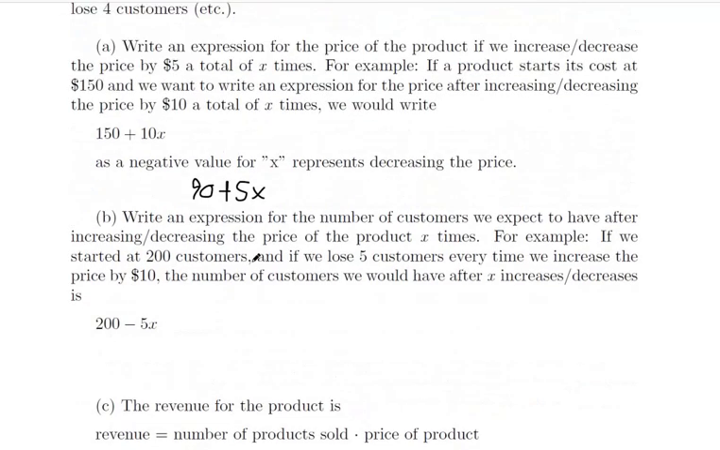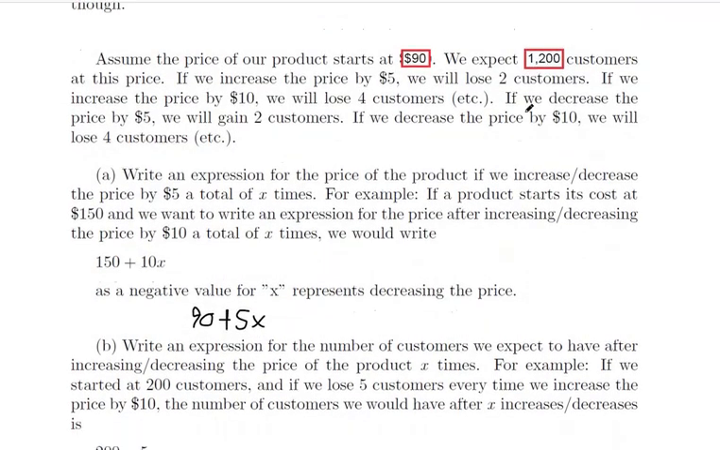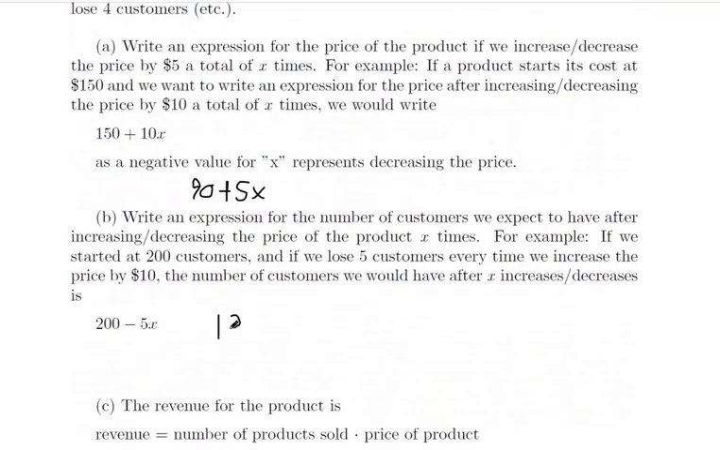And then for part B, we start with 1,200 customers. So that's how many customers we have. That's an expression for how many customers we have, but it's now going to be minus 2x. And I'm using minus because we have to go the opposite direction of whatever x is up here. If you have positive 1 for x, then you should be losing two customers, right? So this stands for the number of customers we have, depending on the number of times we increase the price.